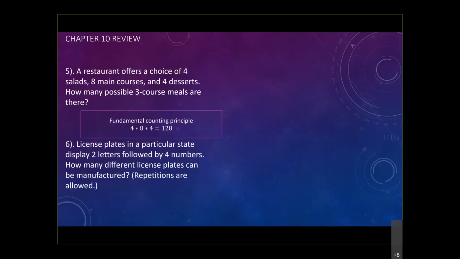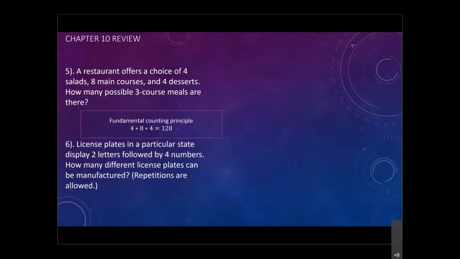Looking at this, they tell you that repetition is allowed, right? Meaning if you choose a letter C, you can choose another letter C. Repetition allowed means you can pick the same number or the same letter. You can pick any repetition you want, right? You can pick AA1111. Those will be allowed. But how can we connect this to your fundamental counting principle?